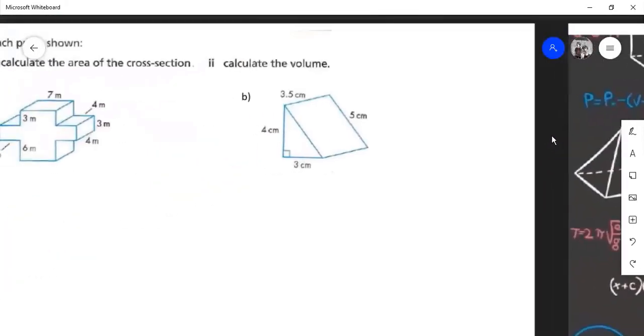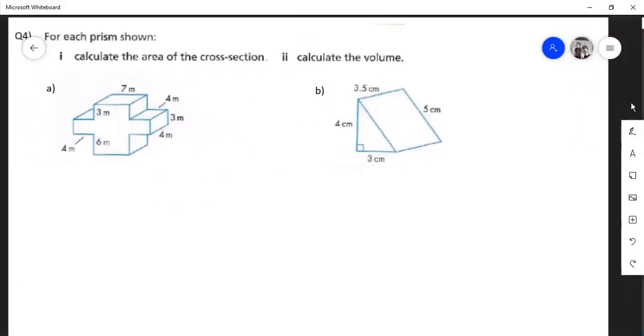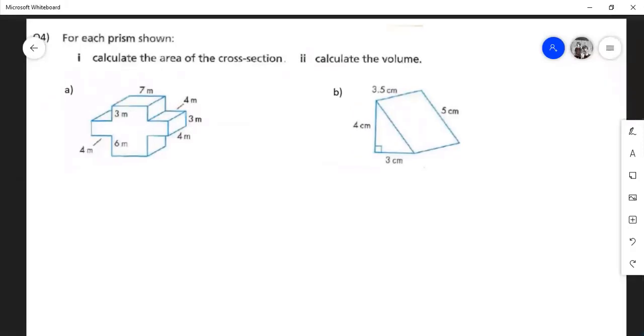All right. Now, the next question we are looking at is, for each prism, calculate the area of the cross section. So now they want you to find the area of the cross section. How can we actually find it? Basically, there are two things they want you to do: one is the cross section area and the other is the volume itself. Let's focus first on the cross section area, then we cover the volume.